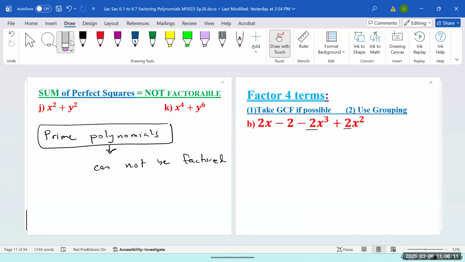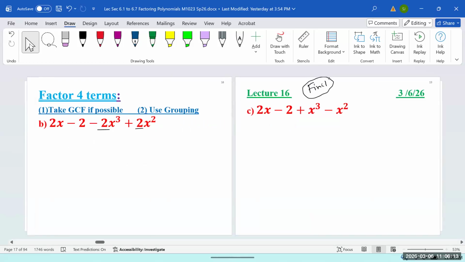In grouping methods, what we do is we group. So let's start with easy ones. When you have 4 terms, we put 2 terms in one group and another 2 terms in another group. And then we keep factoring individually each group, and then we do it twice. So step 1 is always look for GCF. In C, we have 2x minus 2 plus x cubed minus x squared.